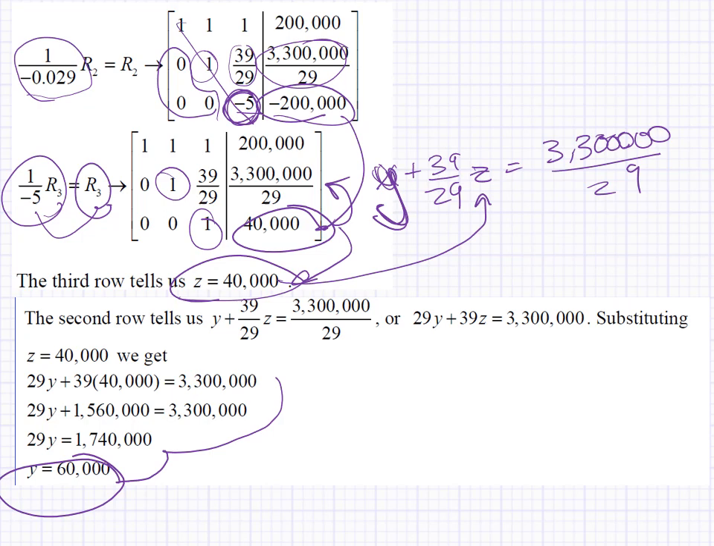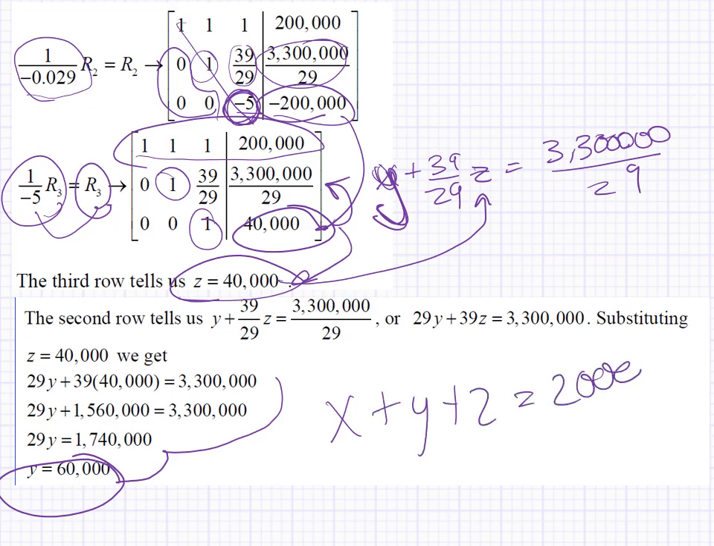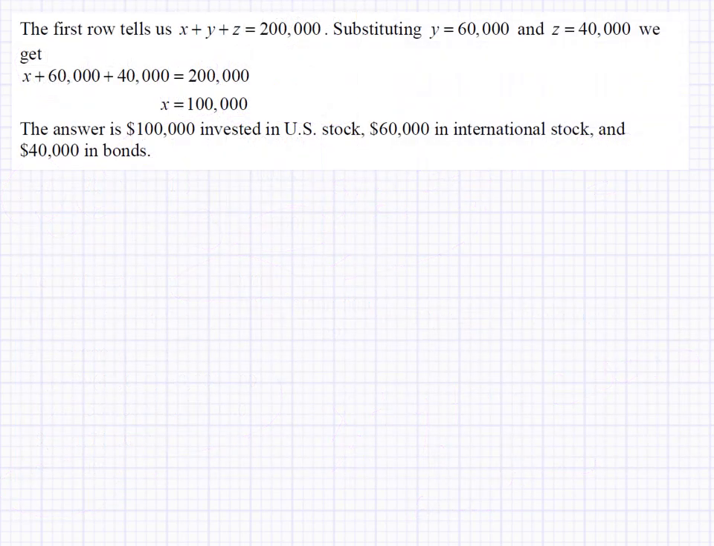Now that we have a y, let's look at the first row, which is x plus y plus z equals 200,000. Well, we know the z is 40,000. We know the y is 60,000. Make sure we get enough zeros there. Oops, too many zeros. And then we got to solve for the x. Solving for the x, you see x would then be 100,000. So the answer would be 100,000 in x, which is U.S. stocks, 60,000 in y, which is international stocks, and 40,000 in z, which is bonds.